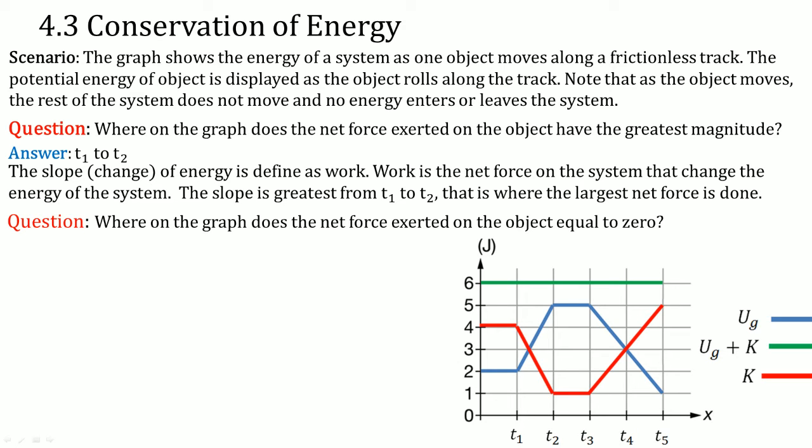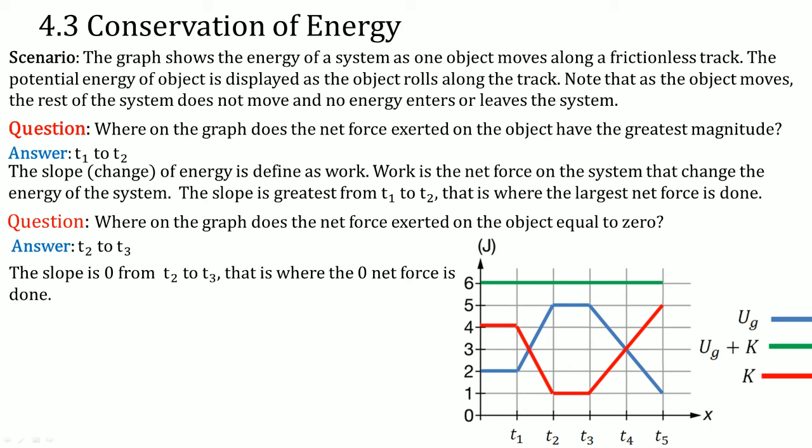Next, where on the graph is the net force exerted on the object equal to 0? Here it would be from T2 to T3. Why? Because the slope is 0 from T2 to T3. That is where 0 net force is being done.